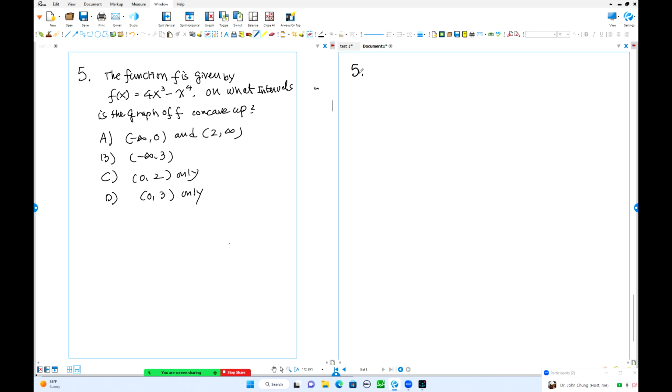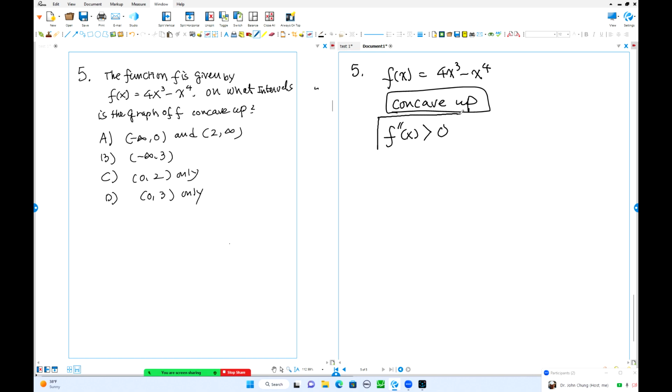Okay, the function f is given by f of x equals 4x cubed minus x to the 4. On what interval is the graph concave up? To find where it is concave up, we need the second derivative. If the second derivative is positive, it is concave up. That's the theorem, so we have to solve this.